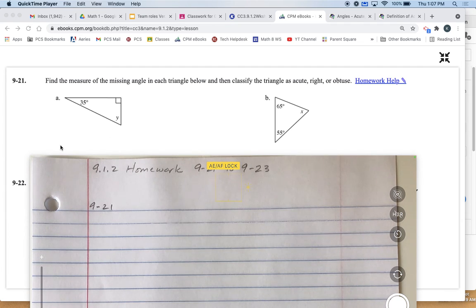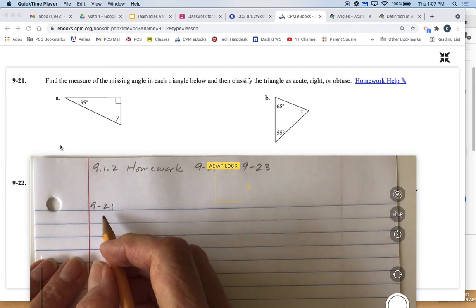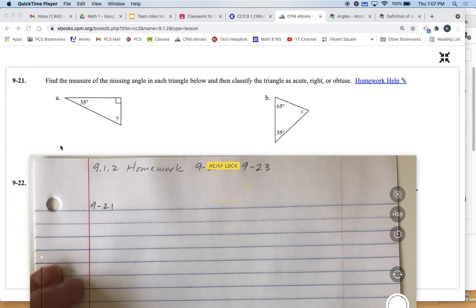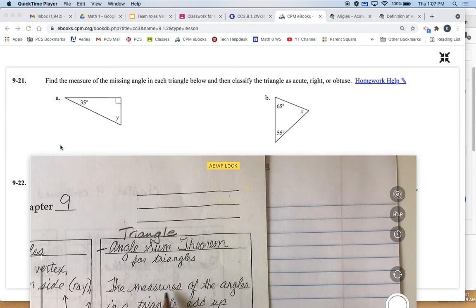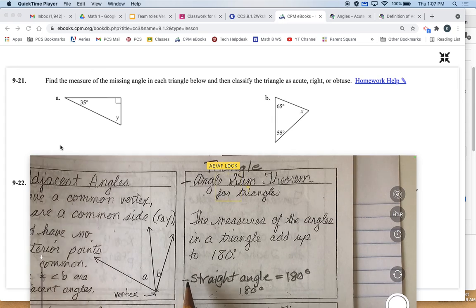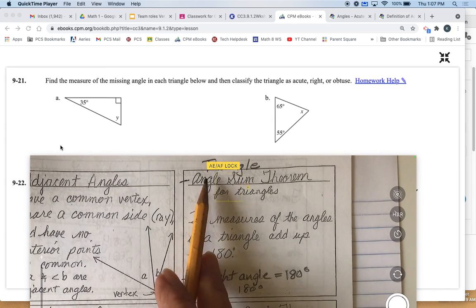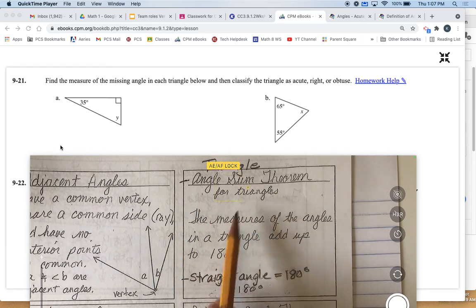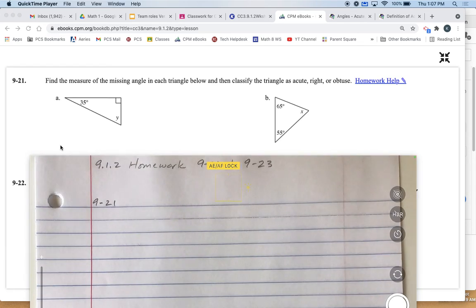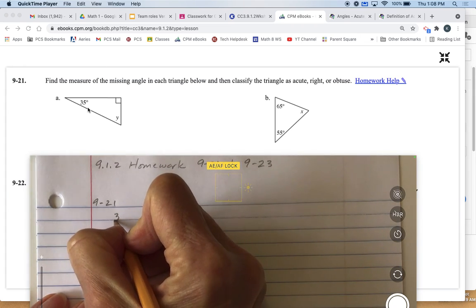Okay, so first of all, for A, we're going to use the fact that we know that the measure of the angles in a triangle adds up to 180 degrees. So we're using the triangle angle sum theorem to figure this out. So when I look at this triangle, I can see that one angle is 35 degrees. So I'll write that down.